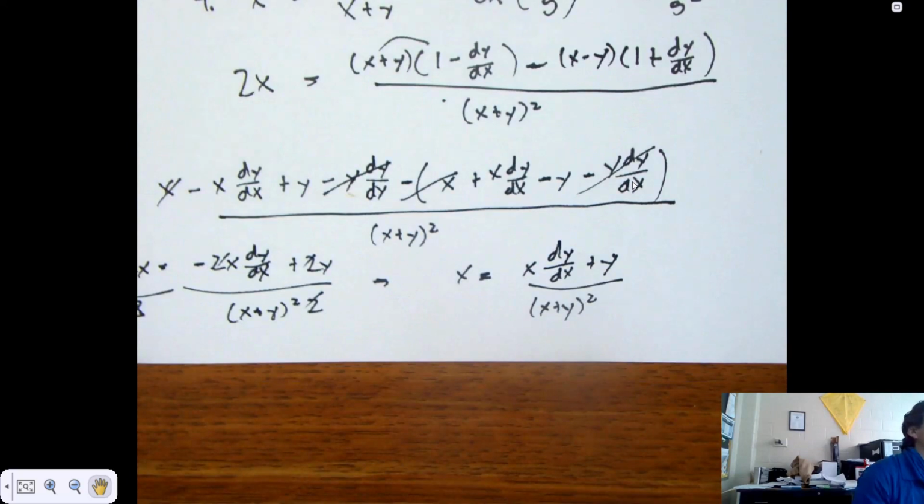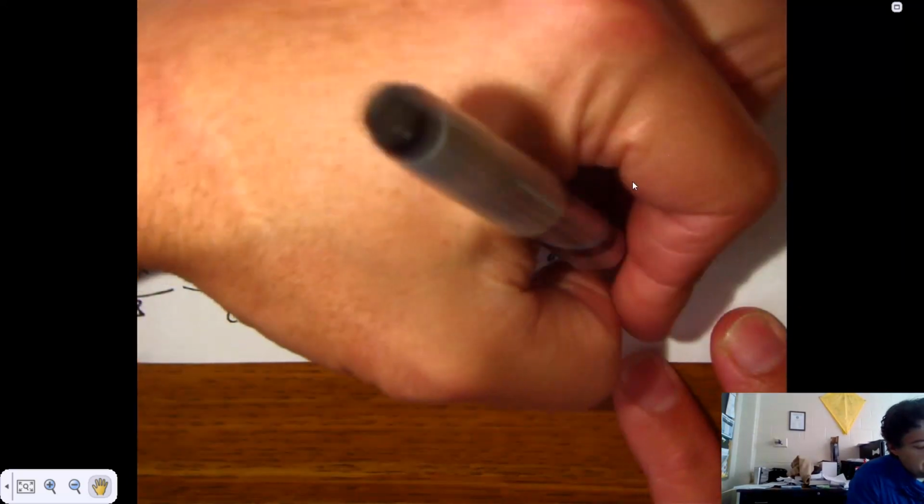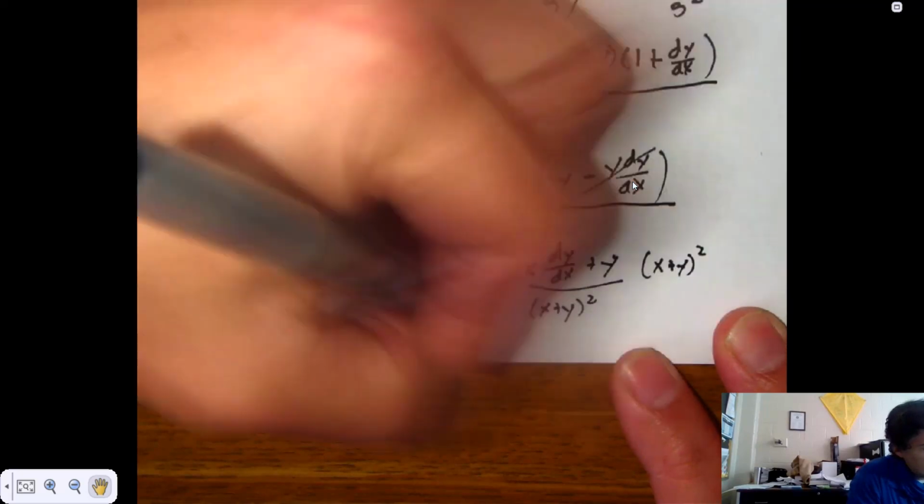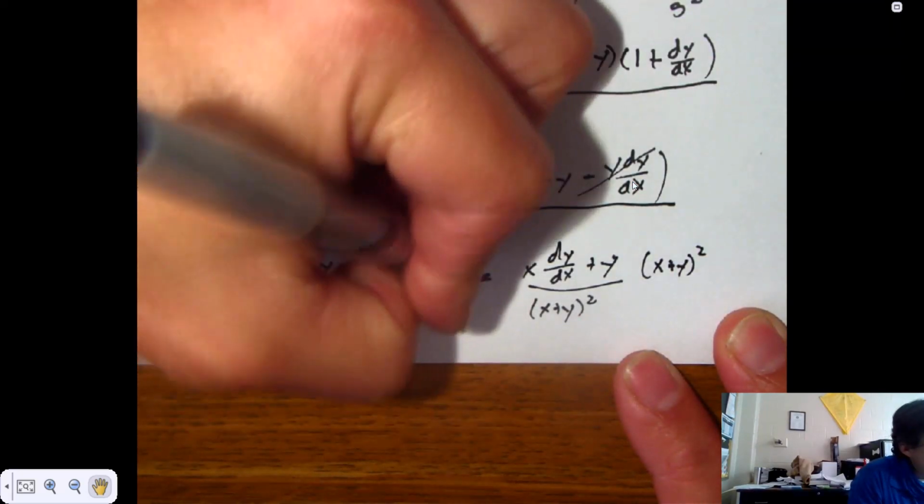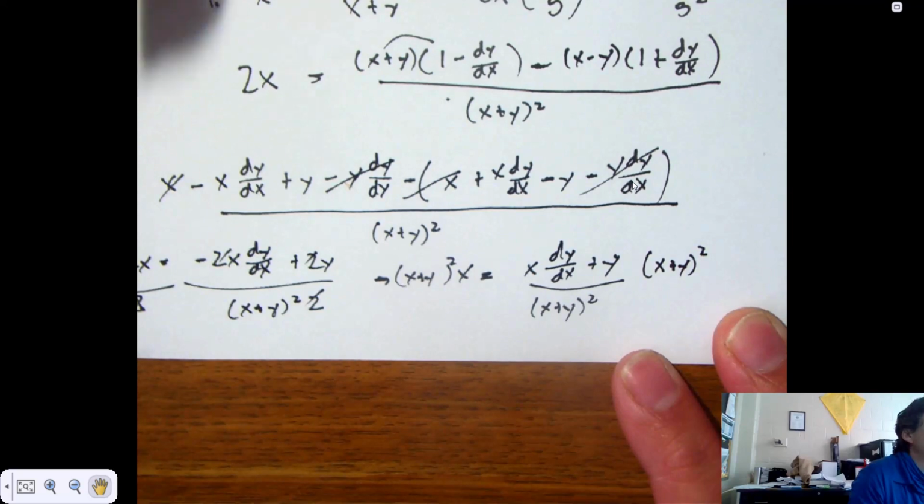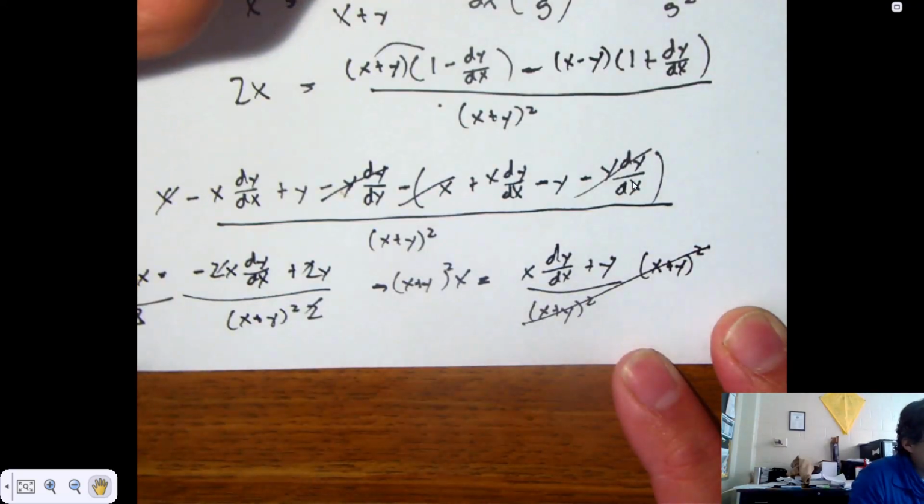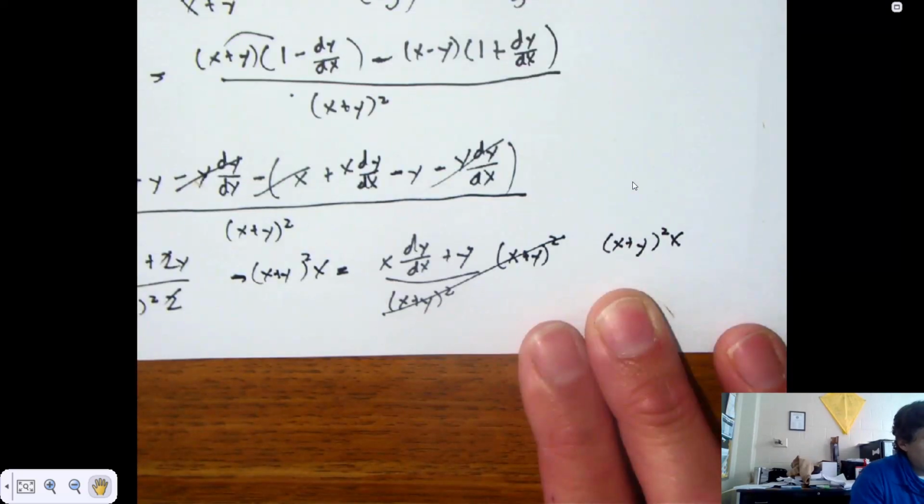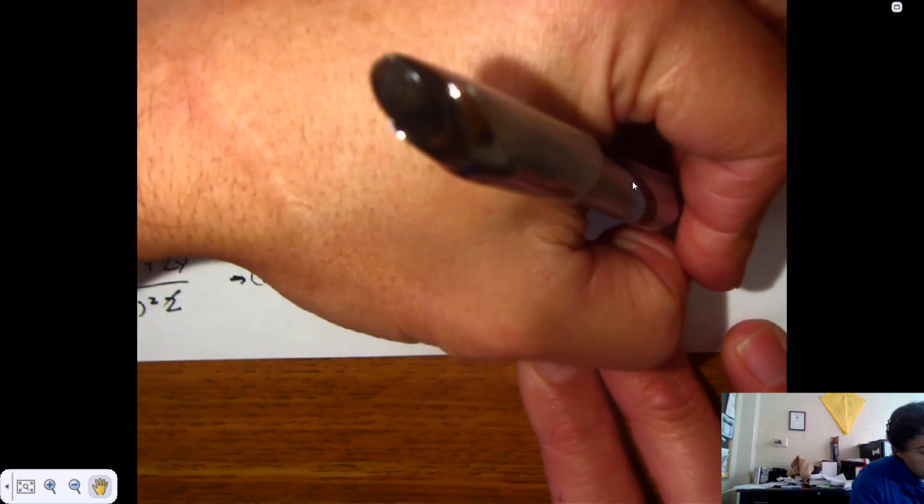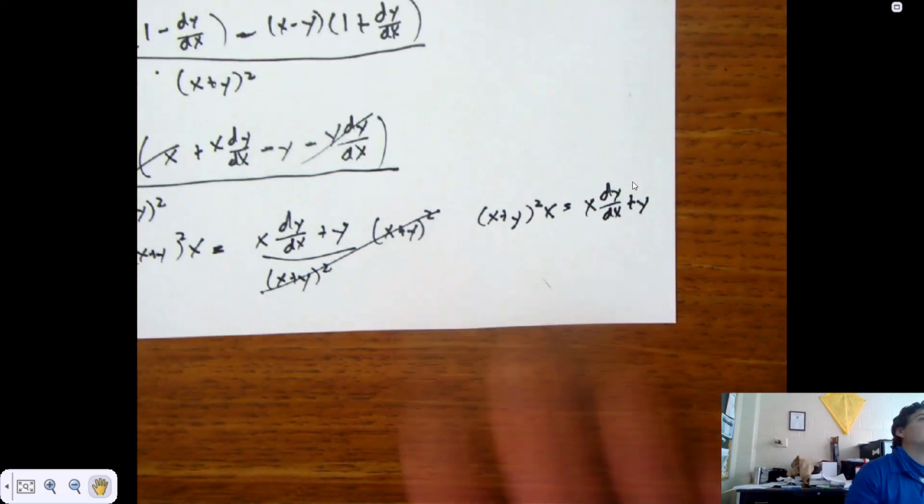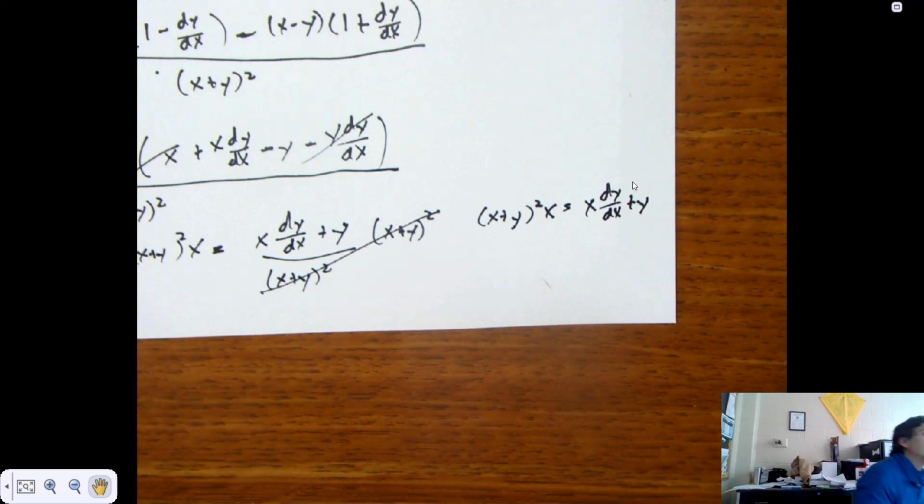Now, your last step was the right step. What they did is they multiplied both sides by x plus y squared. That causes this cancellation right there. And on paper, if I'm showing all my work, I have x squared, x plus y squared x equal to x dy dx plus a y. Now there's two birds to kill here. One is the subtraction of y. If you subtract y, what are you going to divide out?